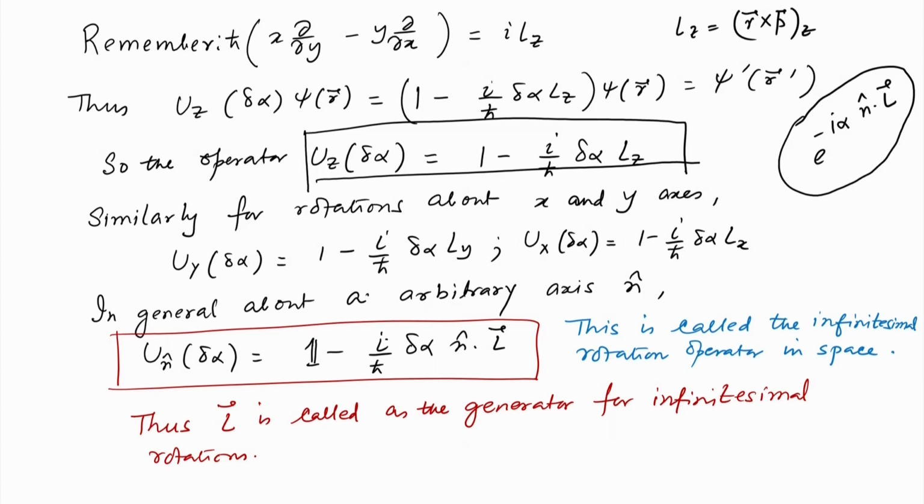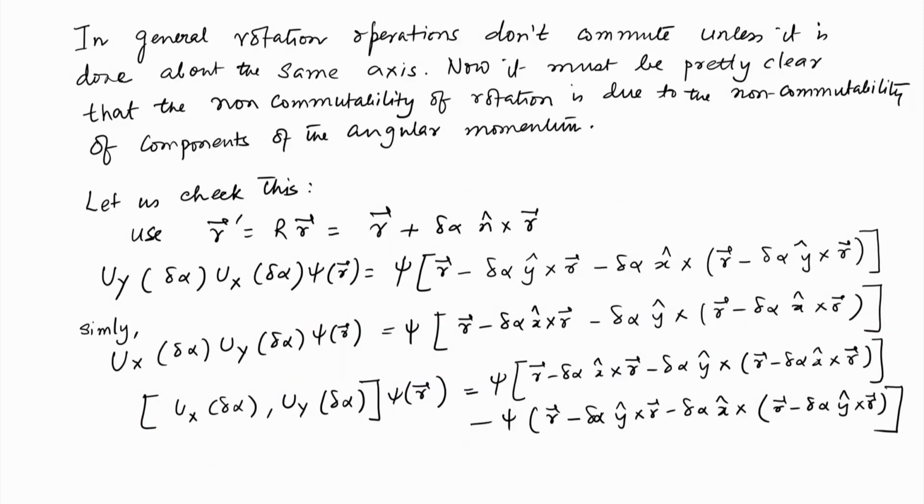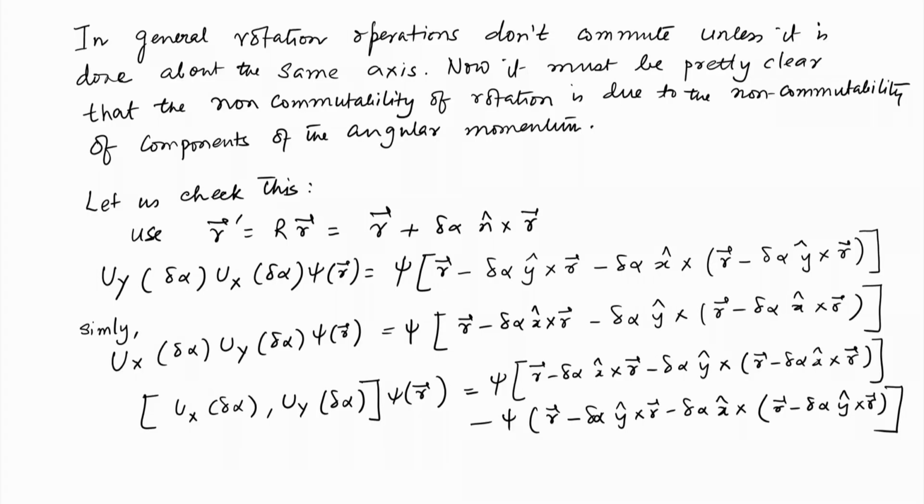Which means that if some operator commutes with Uz, Un cap, or Ur, it also commutes with all components of L. However, the components of L do not commute amongst themselves. So, in general, rotation operators do not commute unless the rotations are about the same axis. This is what we have demonstrated and explained as well. So, now it must be pretty clear that the non-commutability in rotation is due to the non-commutability of the components of the angular momentum.